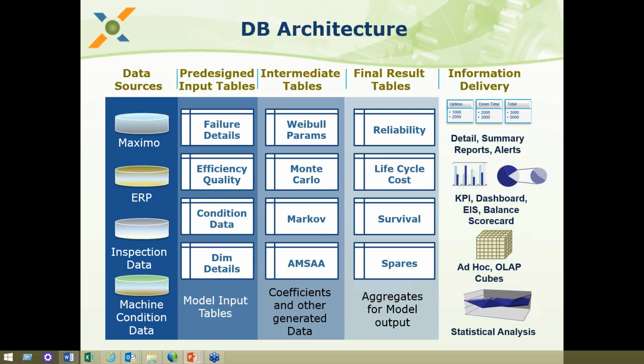Same sources, but now how do we break those into input tables? We're collecting failure details inside of Maximo. We're bringing in condition data from inspections. We're bringing in quality information from ERP. And we can create different types of pre-designed tables within that. Now, this could happen in numerous places. One, it could happen in some type of database that you already own, like SQL Server or Oracle. And then you can create intermediate tables where you start doing Weibull generation type data and Monte Carlo. And then from there, you can start creating the reliability models, lifecycle models, and then again, finally visualizing it.